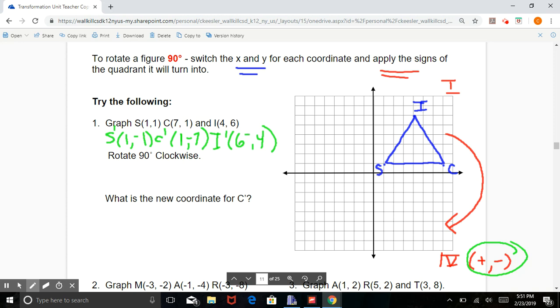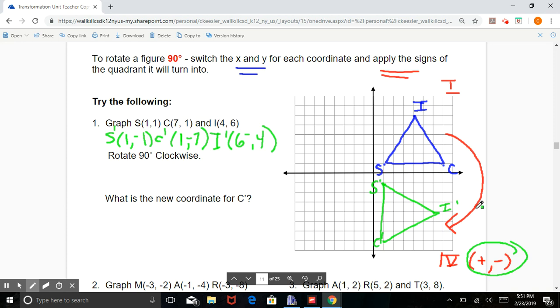So now we can go ahead and graph those. S is at +1, -1, S prime. C is at +1, -7, making that C prime. And I is at +6, -4, I prime. Go ahead and take your straight edge and draw your lines for your shape.